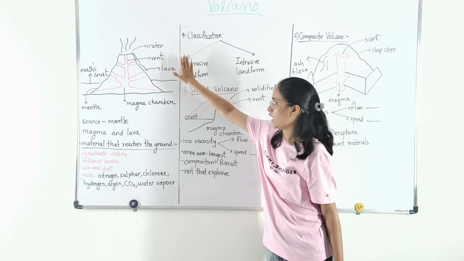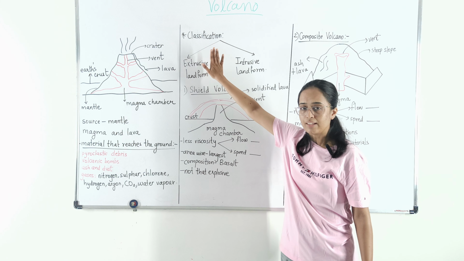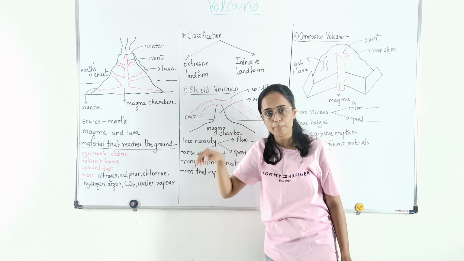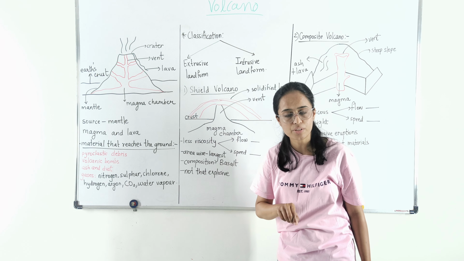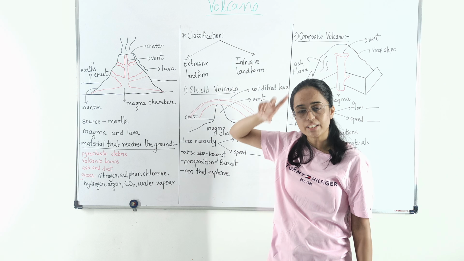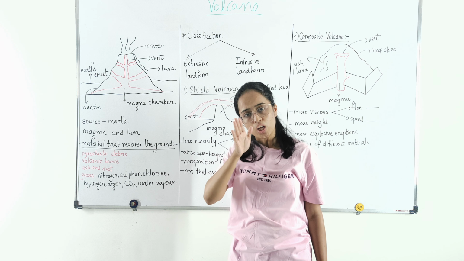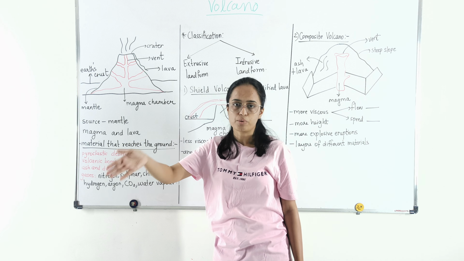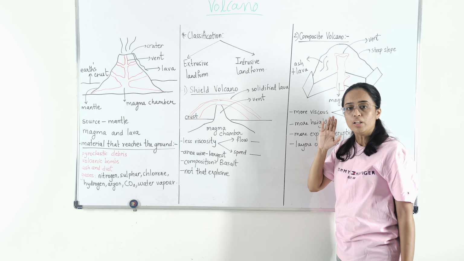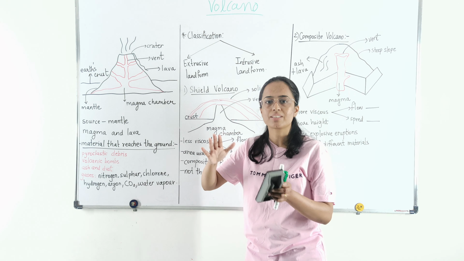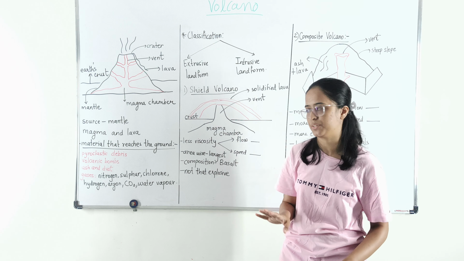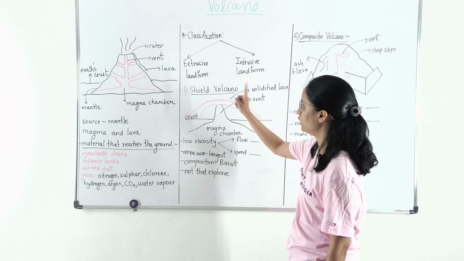Now first we are going to start with extrusive landforms. Don't get confused that we are going to learn about landforms. No, we are going to learn about different types of volcanic eruptions only, but we have classified them in this manner: the volcanoes we are going to learn about now are going to form extrusive landforms. Whatever volcanic eruptions we learn from now on, the resultant product would be a landform which you and I can see on the surface of the earth. So the first type of volcano is the shield volcano.